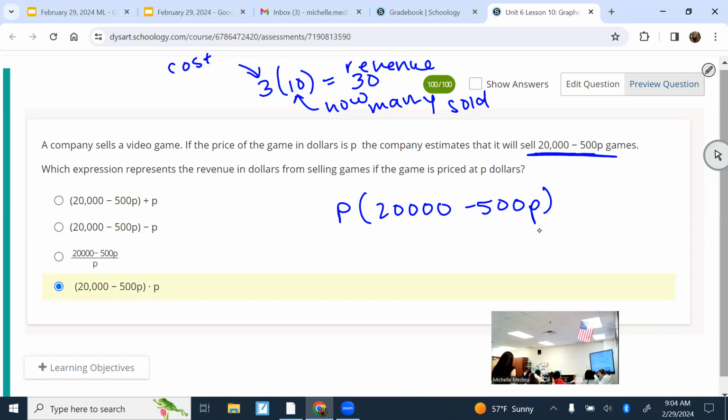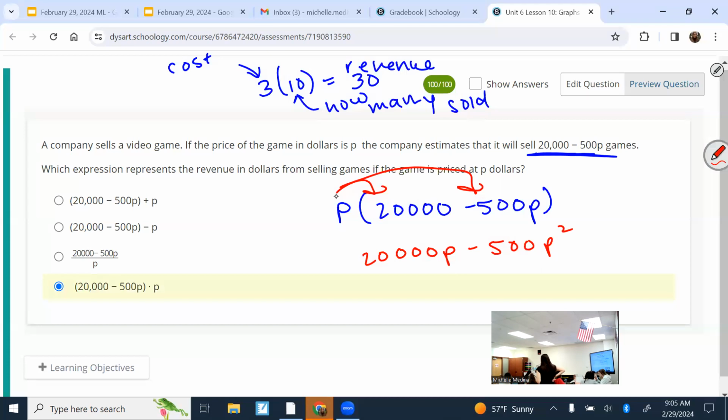I feel like on your test, they would probably actually distribute this, and then give you this expression for how much it is for the revenue, which you can now see as quadratic. But on our practices, they just kind of leave it as cost times how many sold. So good on that one? Okay, questions on any others from anything?